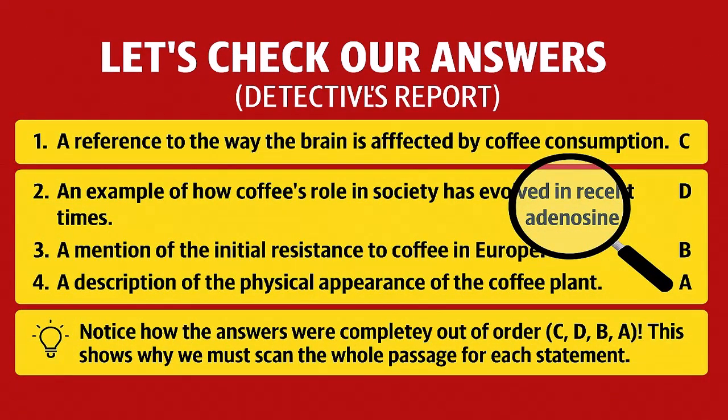So here is our final detective's report. We have found all the information. The answer to 1 was in C, 2 was in D, 3 was in B, and 4 was in A. Notice how the answers were completely jumbled up. They were not in the same order as the statements. This is exactly what we predicted, and it proves why our strategy of analysing one statement at a time and then scanning the whole passage is so important.